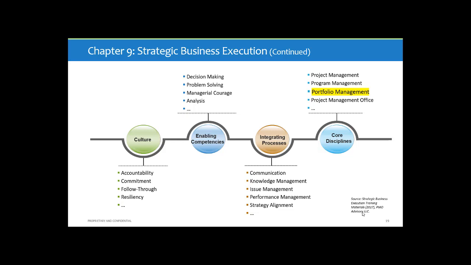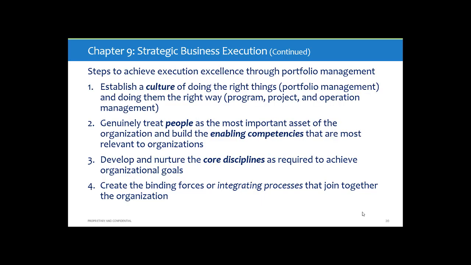And then finally, the core disciplines. Organizations have many core disciplines. In the strategic business execution framework, the four that happen the most in the world of project management include project, program, portfolio management, PMO, but there could be others such as process improvement, reengineering, organization change. So this framework is comprehensive and sets the stage for organizations, when performing these well, to achieve superior execution excellence.